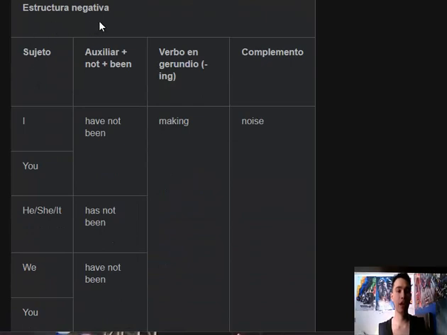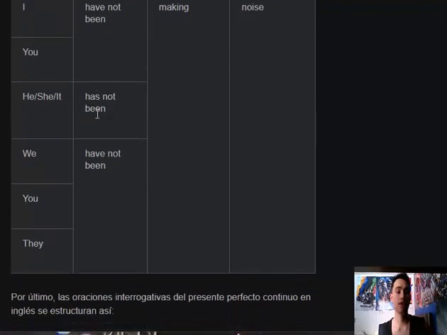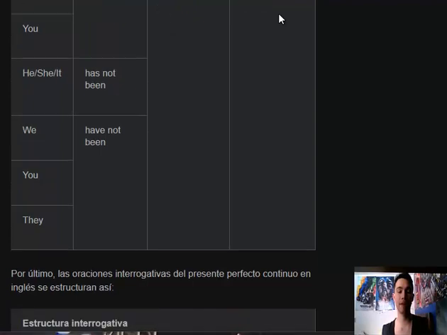Now we have the negative form. It's similar. We have the subject, then the auxiliary plus not, and then been, and the verb, and finally the complement. So it could be I have not been making noise. Or contracting on the third person, it could be he hasn't been making noise.